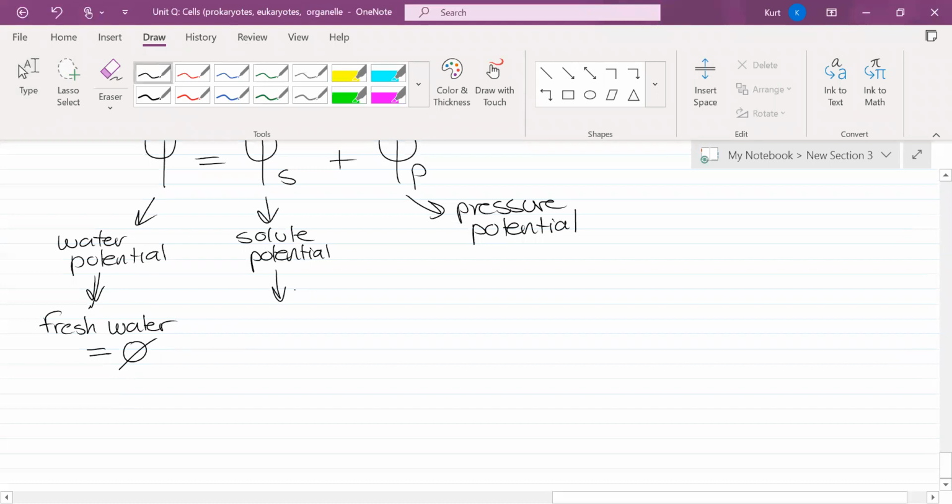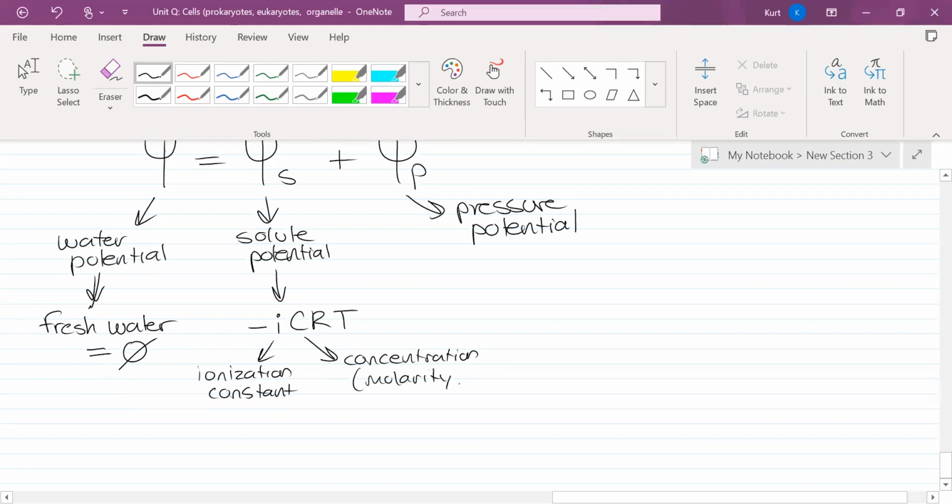I want you guys to look at solute potential. Solute potential has its own equation: negative iCRT. i stands for ionization constant. C stands for concentration, which is also molarity. R is just a constant for water potential. You'll be given that. And T is temp. But what I really want to focus on is i.